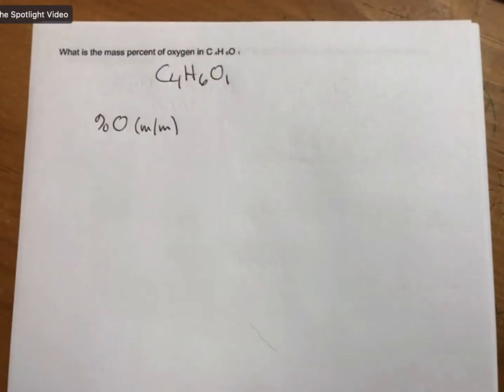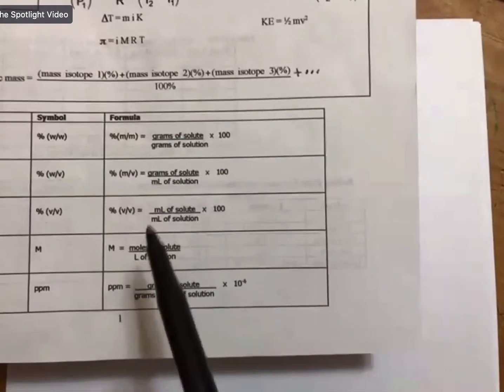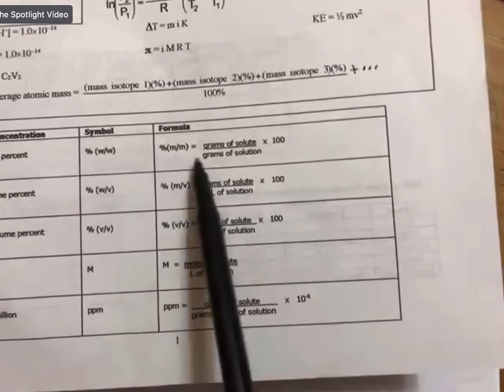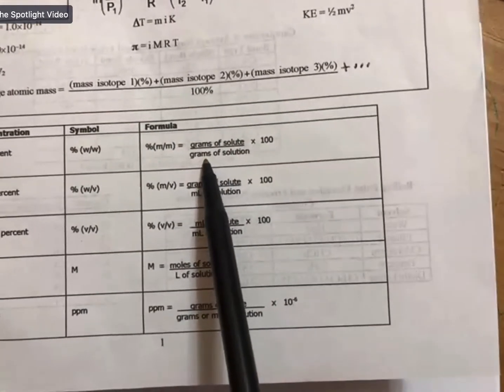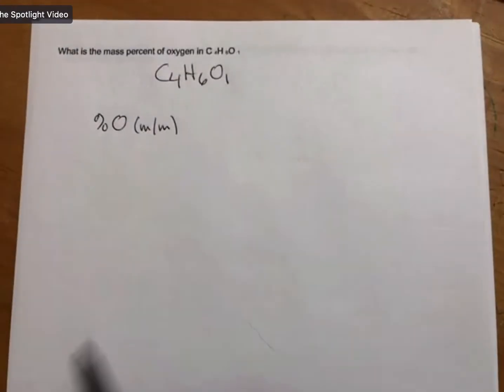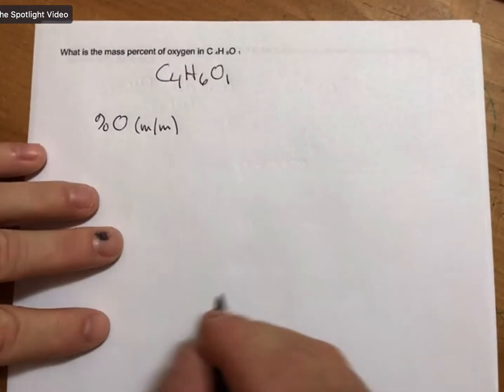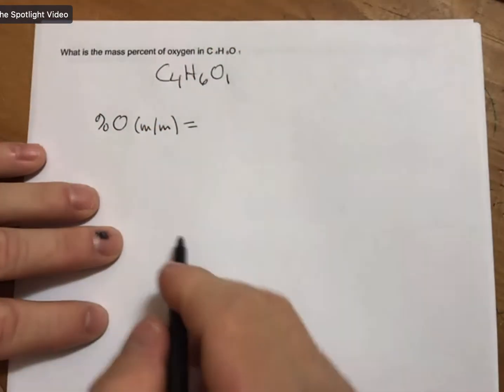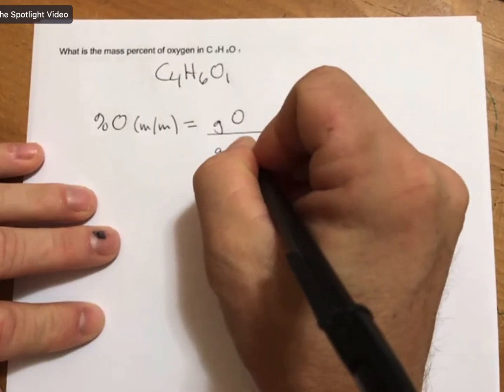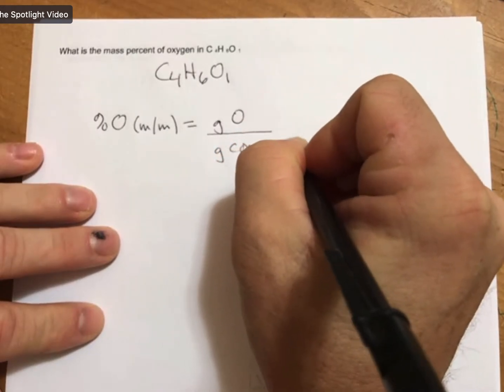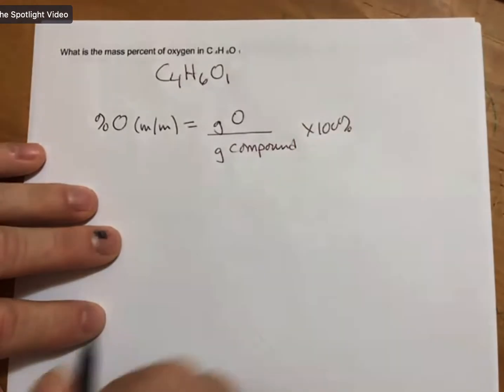I was trying to think, is this on your conversions and equations sheet? There is actually one, specifically for solutions, but mass by mass percent is grams over grams times 100, even though this is a slightly different version of it. So this is going to say grams of oxygen divided by grams of compound times 100%.